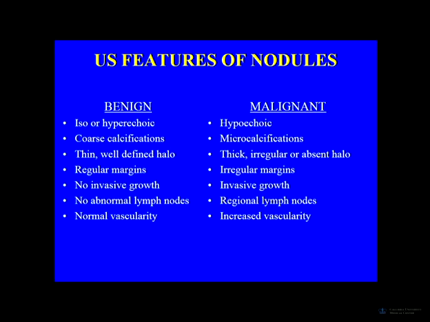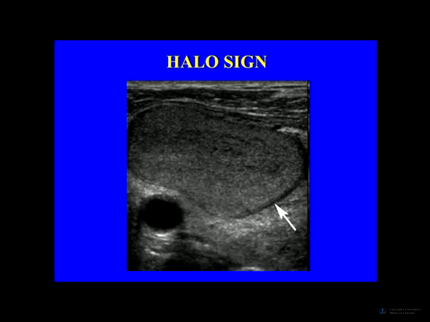All right, so these are just some quick slides to review what we discussed. This is a halo sign. This is a large nodule, so truthfully you may end up biopsying it anyway because of its size, but the halo, as you can see, is a thin surrounding portion of the nodule. That's a very reassuring sign.